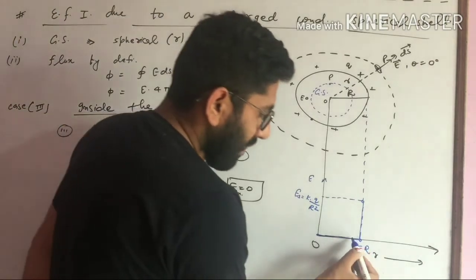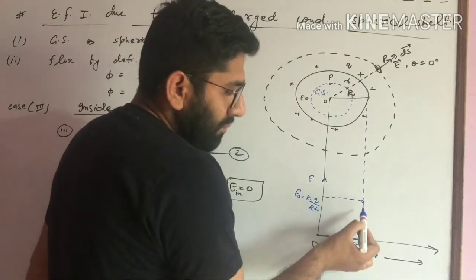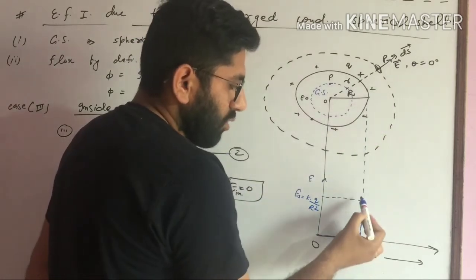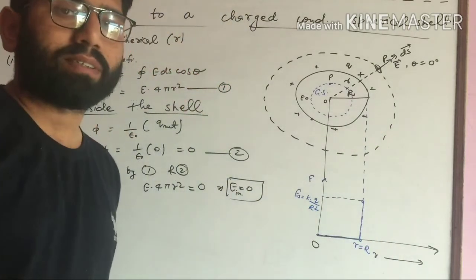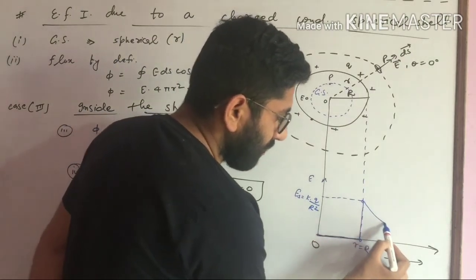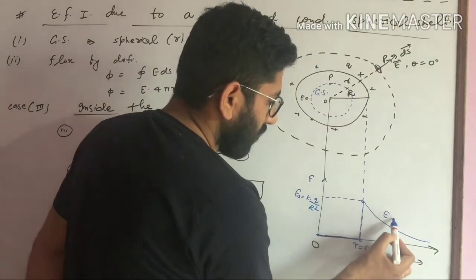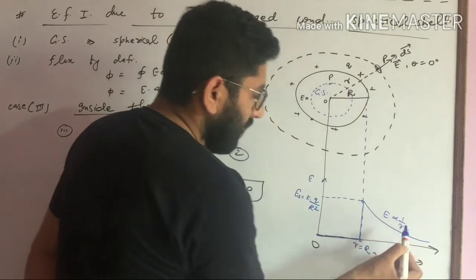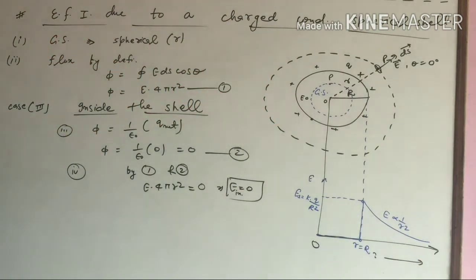And then if I move beyond this point, that means I am going outside the shell. Outside the shell, the field is inversely proportional to the square of distance. So the variation will be shown something like this. So this is the electric field outside the shell. This is the graphical representation of the electric field.